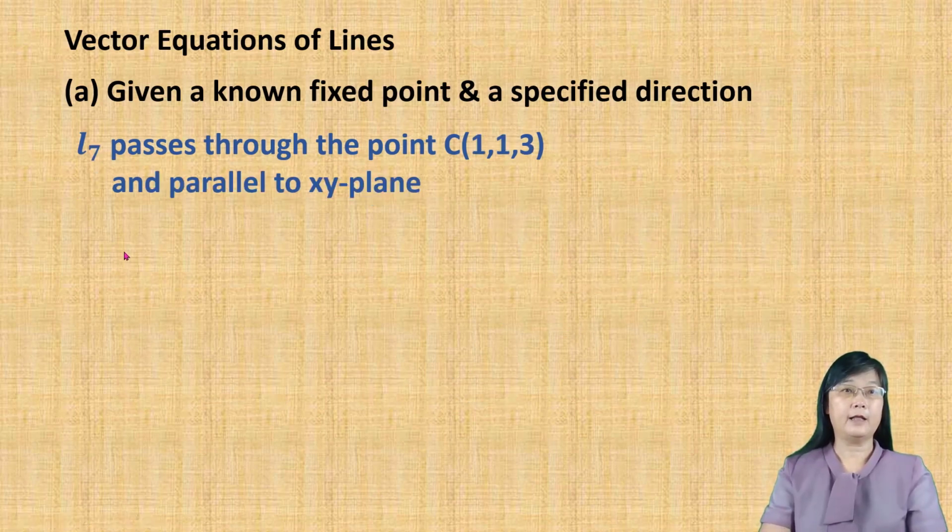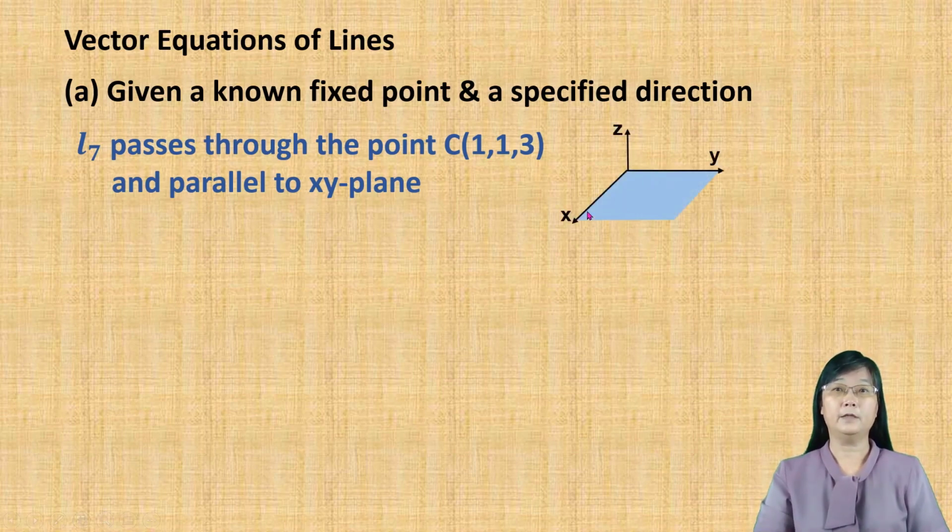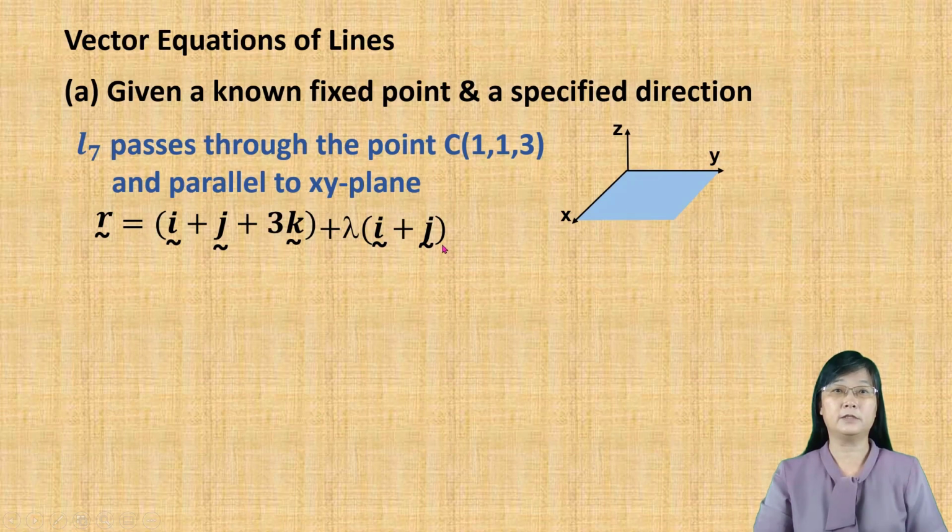Now we look at line L7. L7 passes through the point C and is parallel to the xy plane. Now we look at the xy plane. In the xy plane, we can see that the value of z is always equal to 0. So the direction for the xy plane is i plus j. When we substitute the position vector of C and the direction vector of the xy plane, this is the equation of the line L7.